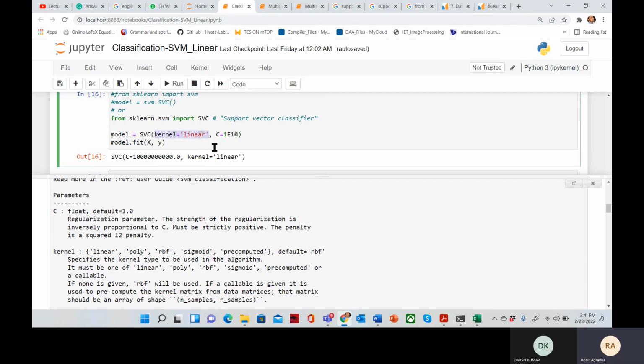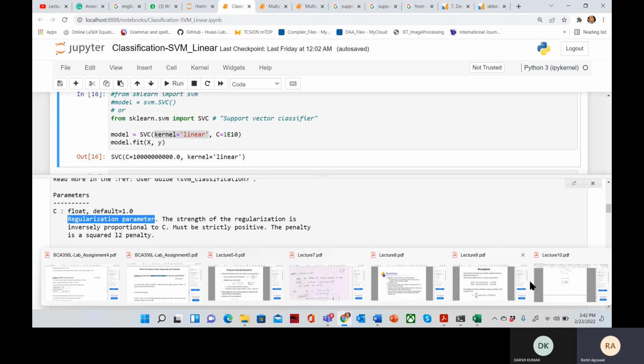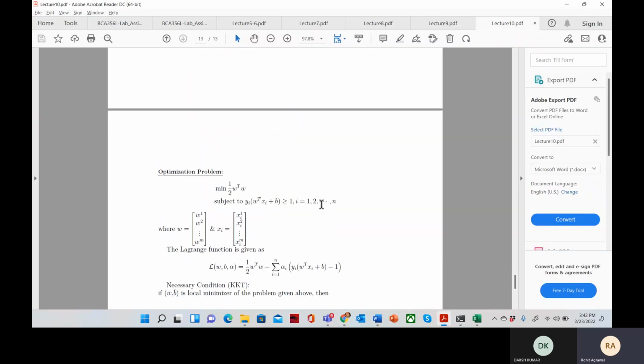Linear. Yes, we are using linear. Depending on the data, you can use polynomial, RBF, sigmoid, etc. See, I told you this is a regularization parameter. Since we have not studied the mathematics, it is very difficult to understand just by the definition. You just understand this is one kind of parameter. I will try to show you here.